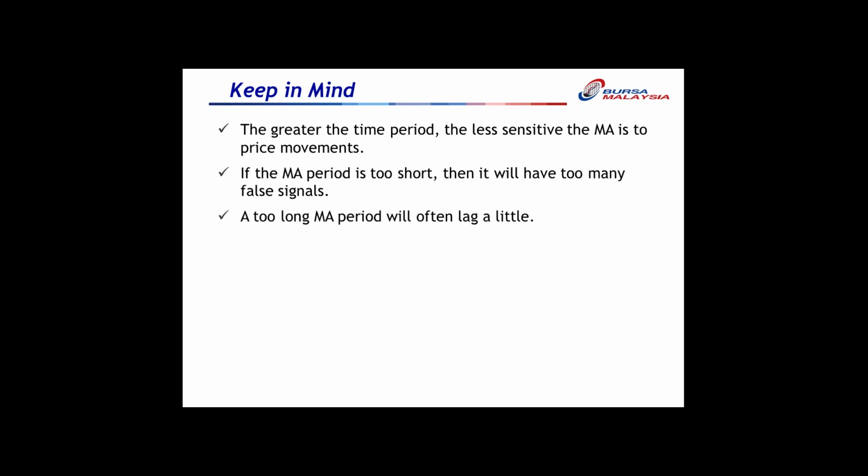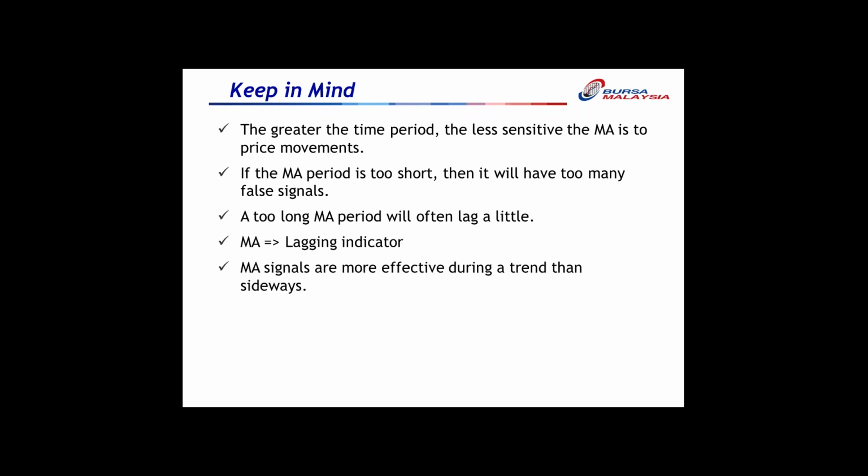Now, a long MA period will often lag a little bit. MA is a lagging indicator. Lagging means it usually lags behind the price action, because a moving average can only be calculated after the price shows on the chart. It has less predictive element. Now there are some indicators that are leading in nature. For example, the candlestick is a slightly better leading indicator.